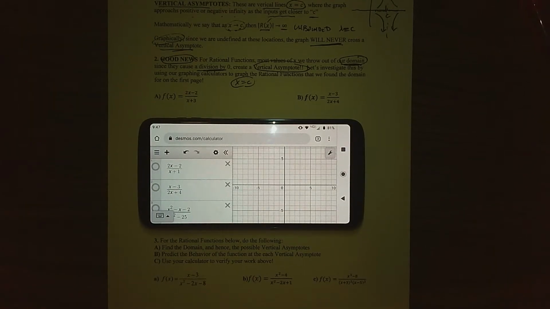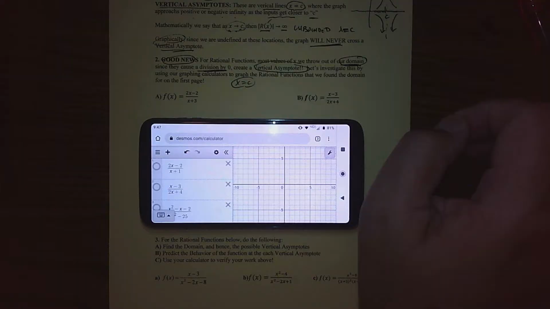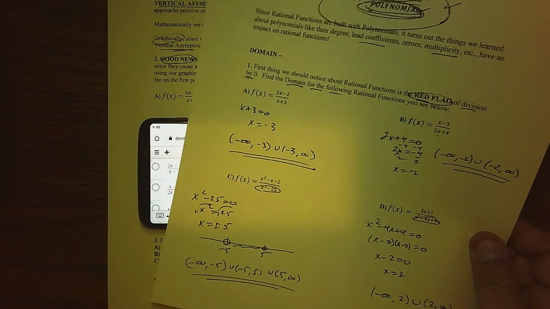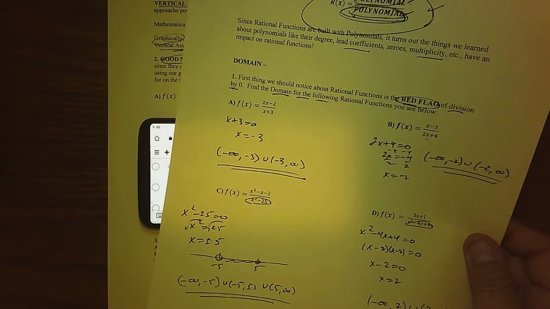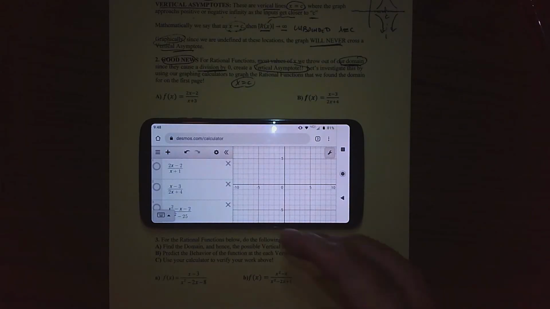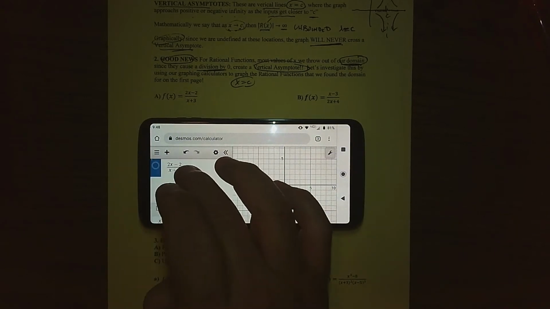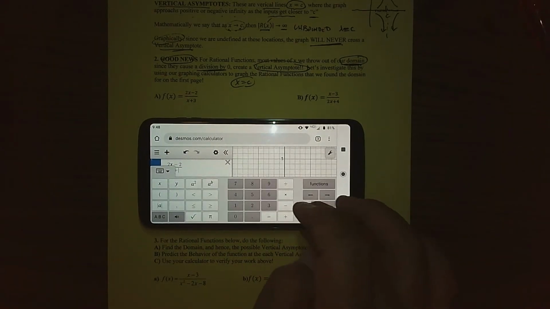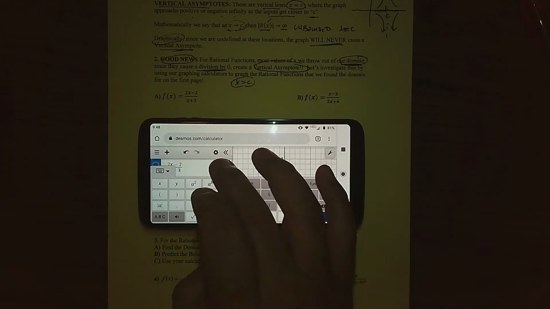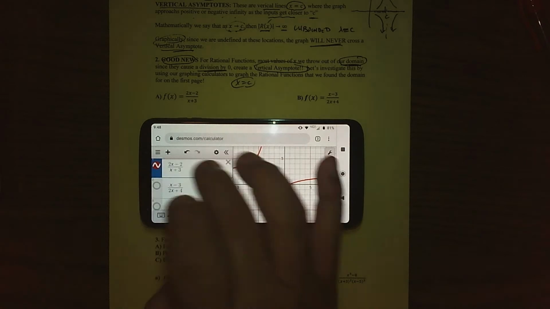Pretty good tool. One of the first ones we did was 2x minus 2 over x plus 3. What we found earlier is that the domain, the division by zero, occurs at negative 3. So we're defined for everything to the left of negative 3 and everything to the right. When I go graph this, let me change that input, I think I put it in wrong. 2x minus 2 all over x plus 3. Let me turn that function on.